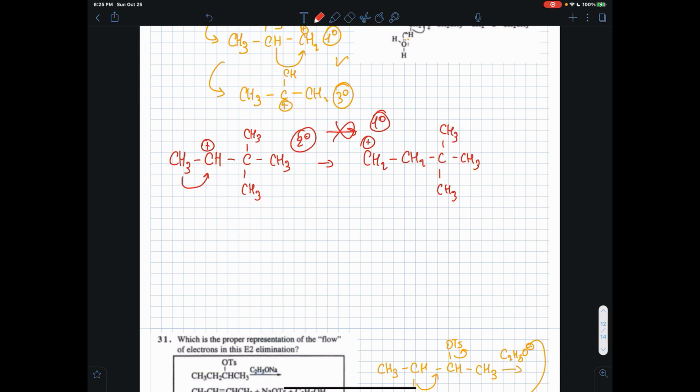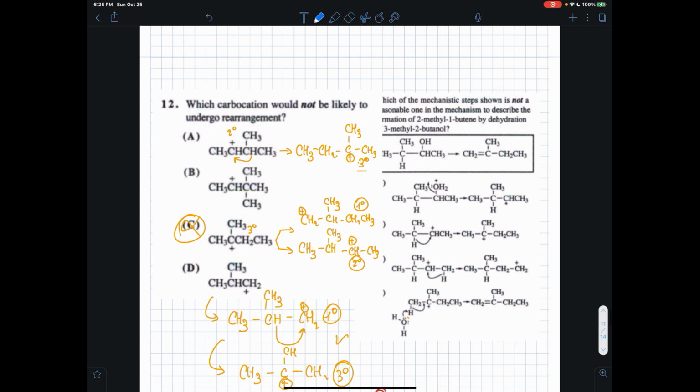Now, the other thing that you can do is a methyl shift. You take the CH3 right here, move it to this side, and then you're going to end up with a CH3, a CH3, a carbon, CH3, CH3. So that would be a tertiary carbocation compared to a secondary carbocation. So that's actually possible, and that's why B is a possible rearrangement. So that would only get us to C as the wrong answer, because you cannot go from a tertiary to a primary or a tertiary to a secondary.